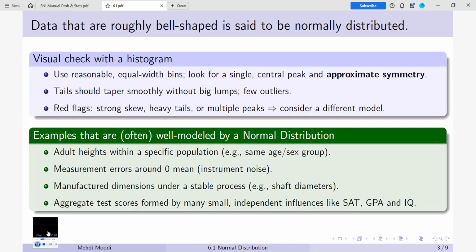Quick eyeball test. Does the histogram look like one smooth hill with left and right sides that are mirror-ish and gentle tails? That's normal. Red flags are a camel with two humps, a shark fin with heavy skew, or chunky tails with lots of outliers. Classic normalish examples: adult heights in one group, small measurement errors around 0, steady factory dimensions, and big scores built from many small influences like combined tests. Bottom line: smooth, single peak and symmetry says yes. Lumpy or lopsided says try a different model.